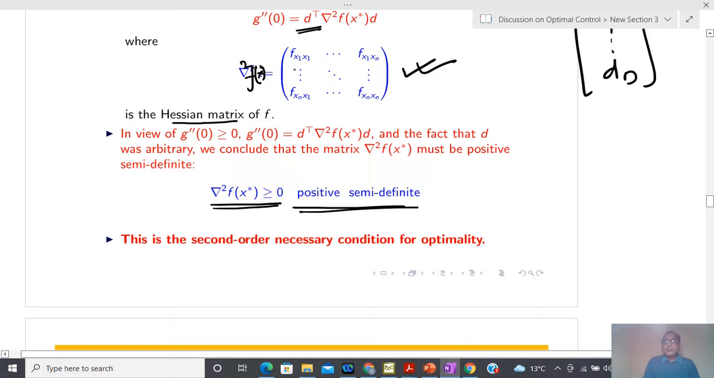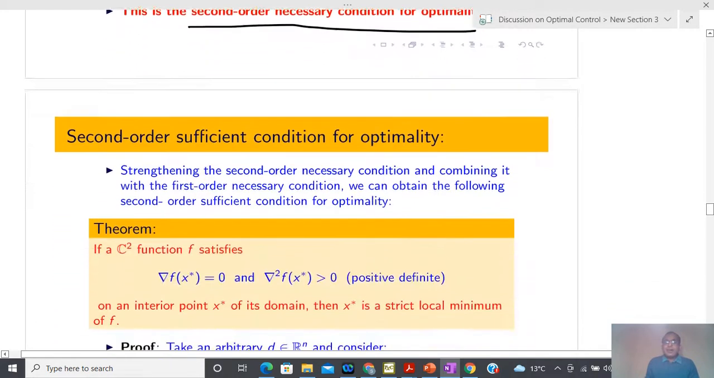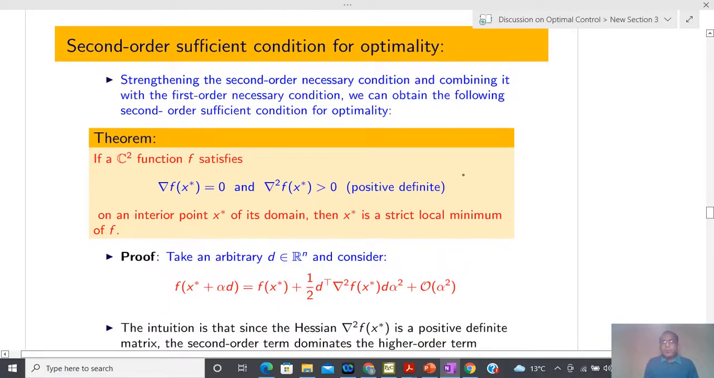Otherwise, you can check the first element is positive, after that the second determinant is positive, and all determinants are positive. So you can check using the principal minors. This is the second order optimality condition, and now you can understand why I call it that: this condition comes into the picture due to the second order Taylor series expansion. Now I am going to talk about the sufficient condition.